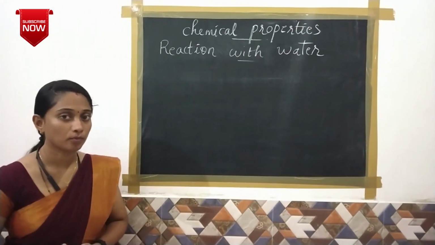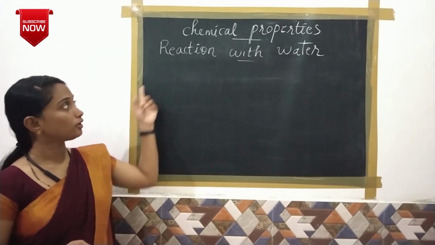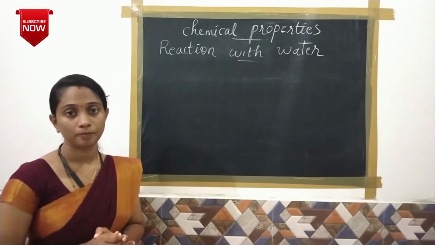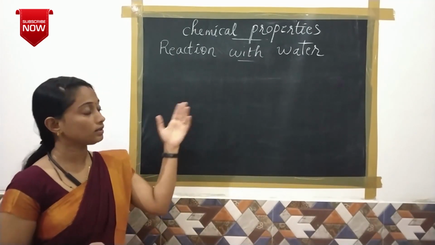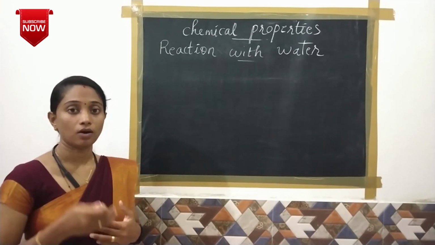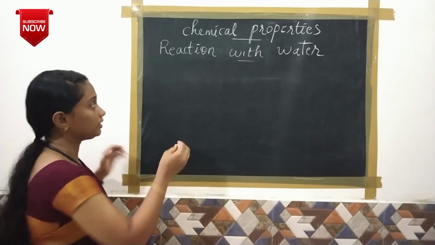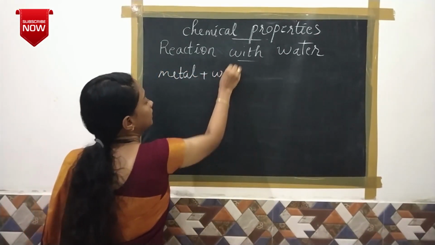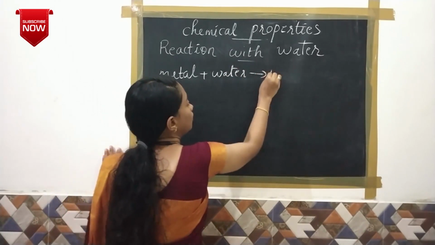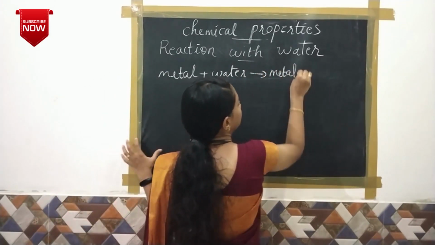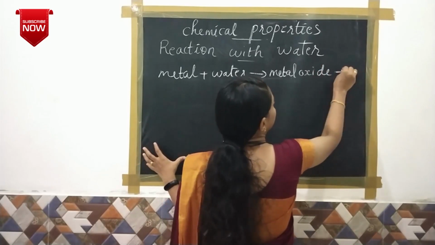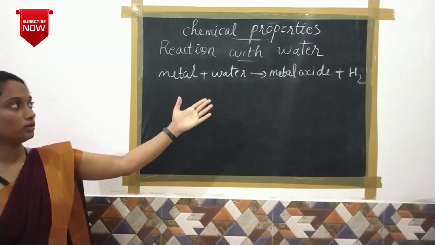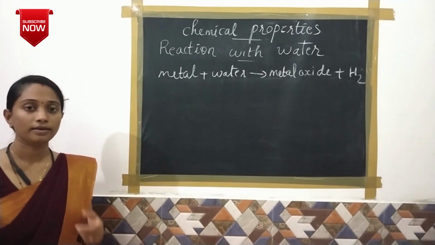The second chemical property is how metals and non-metals react with water. In the case of a metal, when it reacts with water, it will produce metal oxide along with hydrogen gas.